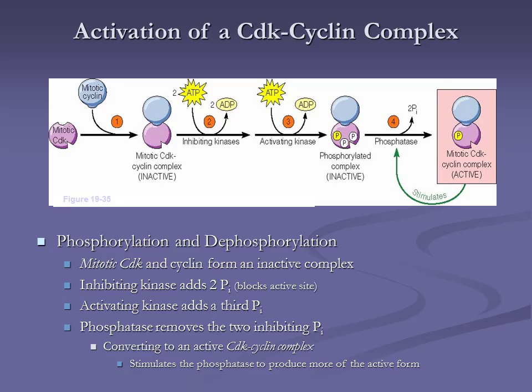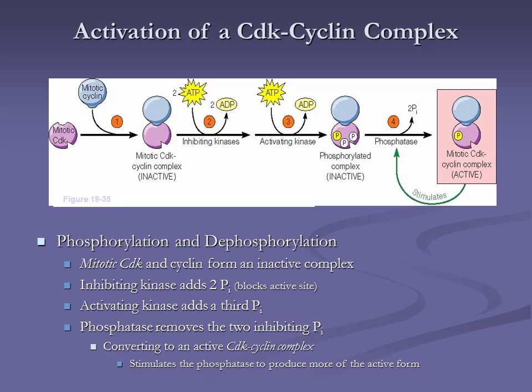So here we've got a bunch of second messengers as we progress through. Here we have our cyclin CDK complex. All right, it's inactive. We've got to have enough of our cyclin around, enough of our mitotic CDK. But what else do we have to have? We've got to have ATP.